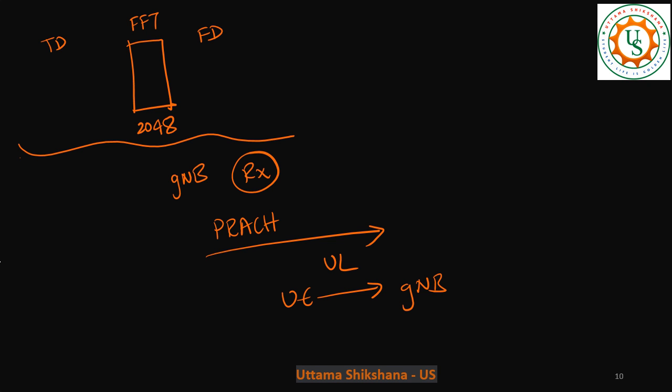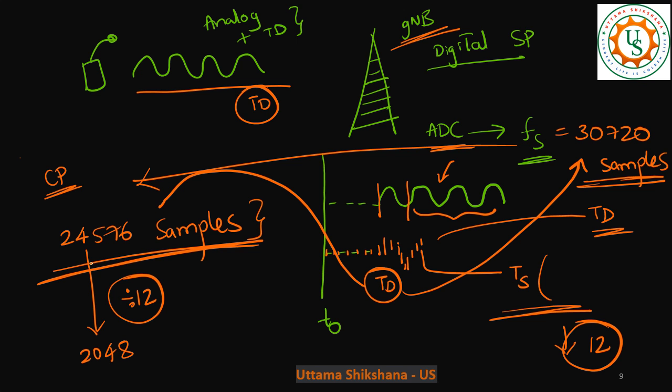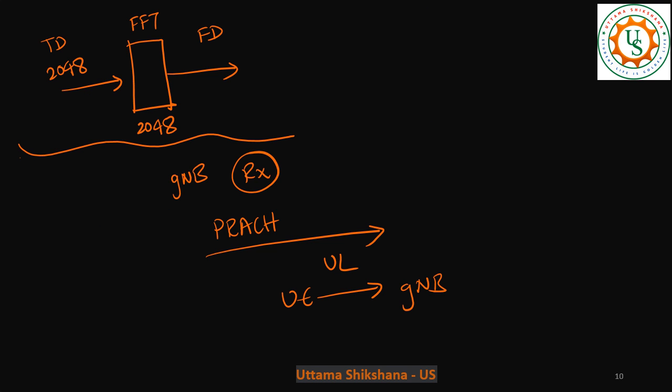Till this point, TD 2048 was there. So this is time domain, right? This analog signal, once we sample, is also time domain, but it has 30720 samples. Now from time domain, after removing the cyclic prefix, we got time domain 24576 samples. To this we performed the 2048 FFT. So from time domain 2048, we got 2048 frequency domain.